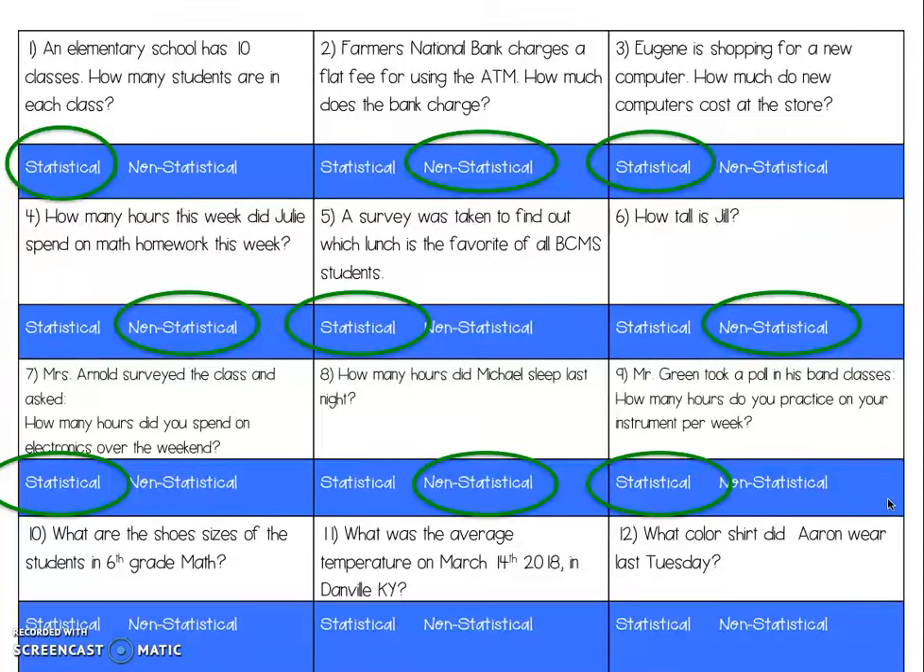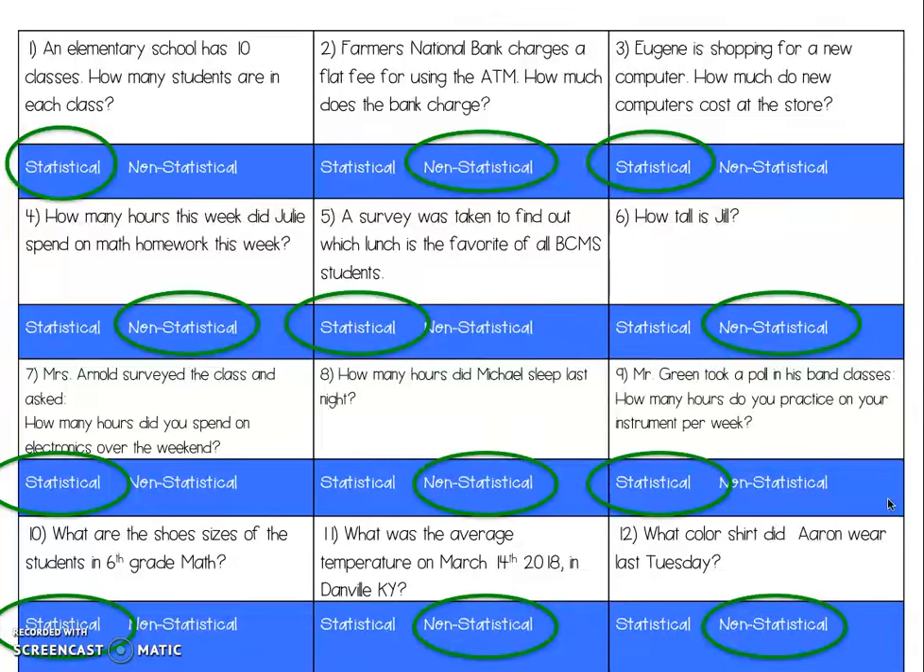Number 10, what were the shoe sizes of the students in 6th grade math? That question is statistical because if I polled everybody and took your shoe size, we would get a variety of answers. Number 11, what was the average temperature on March 14th, 2018 in Danville, Kentucky? That one is non-statistical because I can say the average temperature on March 14th was 30 degrees. Number 12, what color shirt did Aaron wear last Tuesday? That one is also non-statistical because I can say last Tuesday, Aaron wore a black t-shirt.